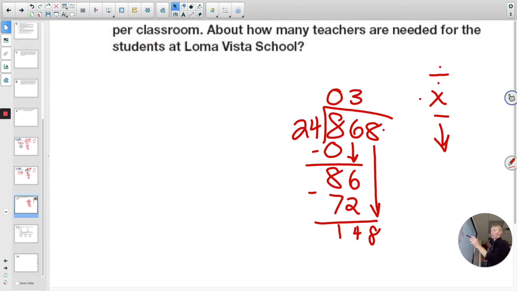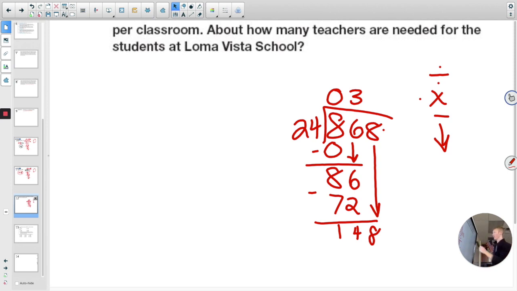Well, I know 24 is smaller. It can go into there. But how many times? I'm not really sure. So I'm going to kind of estimate this. The 24 is close to 25. 148 is close to 150. And so I can do that kind of mentally. 25, 50, 75, 100, 125.